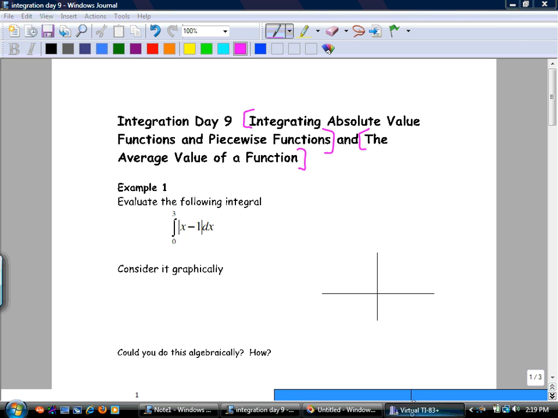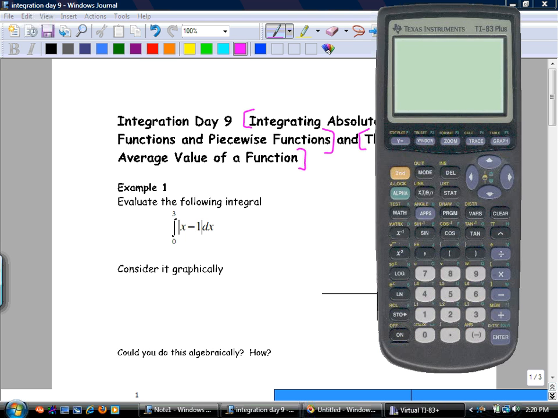I guess the easiest way to do it is to throw it in your calculator. And then you go math, over to num, down to abs, x minus 1, and I don't know. Well, you better go up to 3 at least. So then we hit graph and our calculator shows us this shape, right?